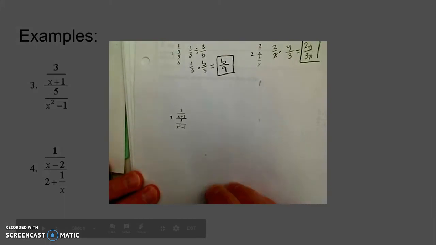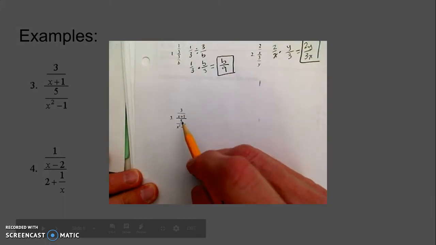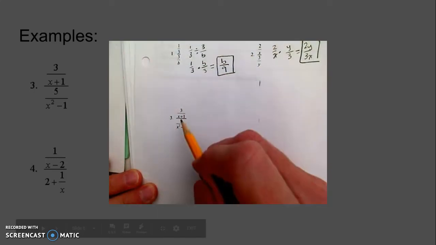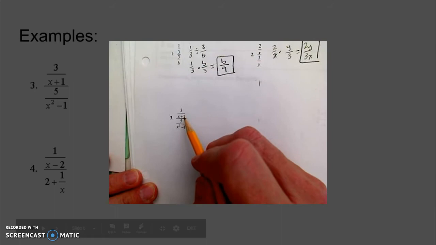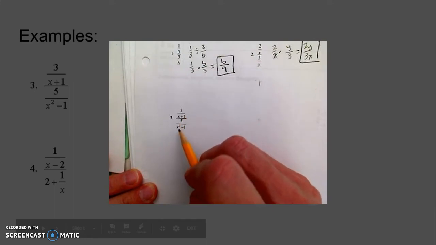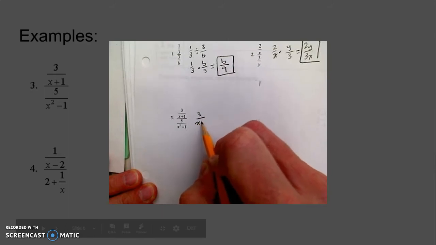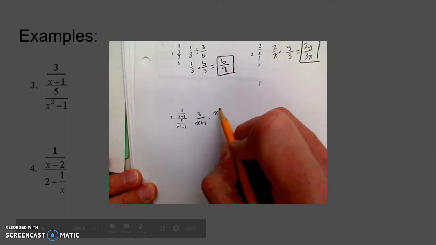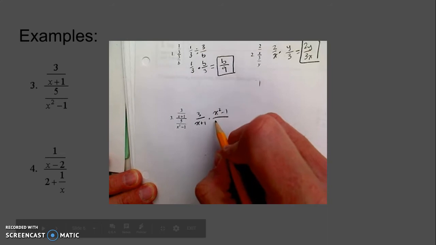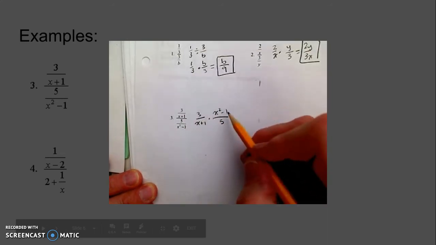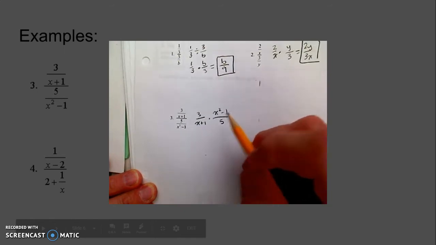Also important to recognize that we may have to remove common factors when we simplify. So let's take a look at this problem. Example number 3. 3 over x plus 1 divided by 5 over x squared minus 1. So let's rewrite this as a horizontal division problem. The reciprocal of 5 over x squared minus 1 is x squared minus 1 over 5.